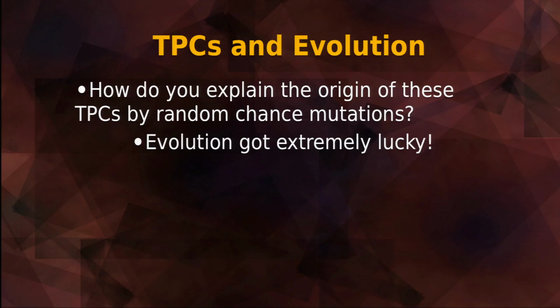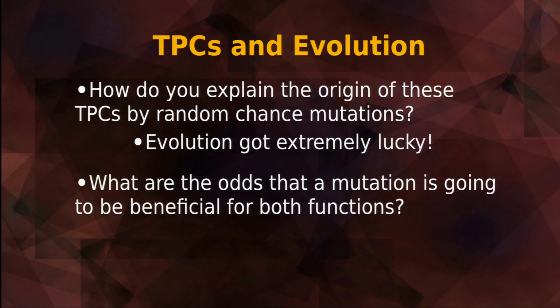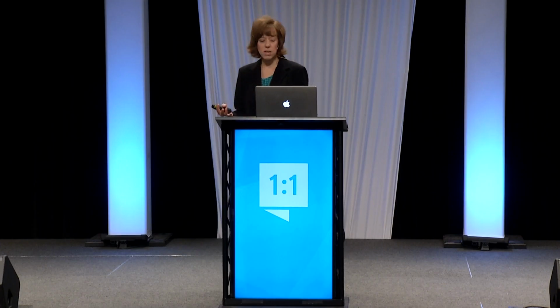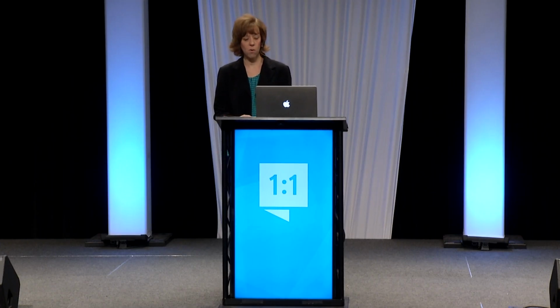So evolution would have had to get extremely lucky to be able to do this. And again, what are the odds that a mutation is going to be beneficial for both functions? Even if you're still okay on the amino acid side, you're probably not okay on the pausing side. And so it's not going to have the right structure, and it's not going to have the right function. So it's going to be a problem, and you're not going to get the gain that you need for evolution. So again, how do you get this, right? By random mutations over time. How could that generate the complexity and the diversity that we see in the DNA?